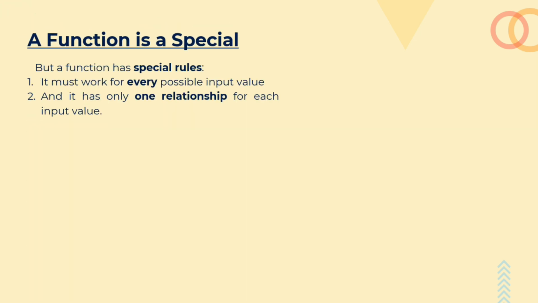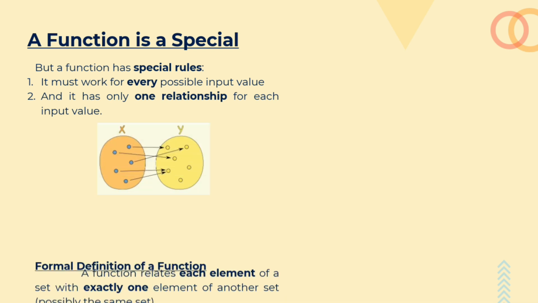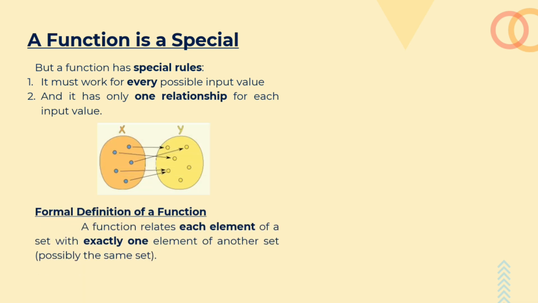A function has special rules. First, it must work for every possible input value, and it has only one relationship for each input value. Look at the picture. Formal definition of a function.